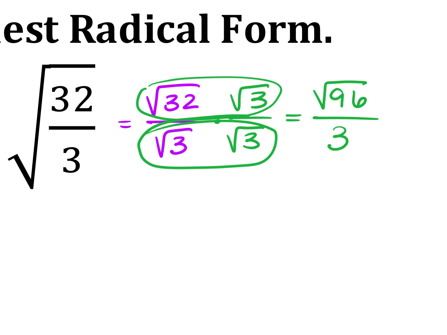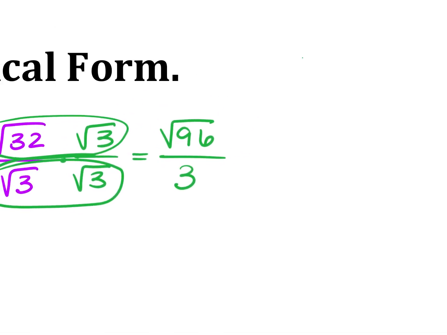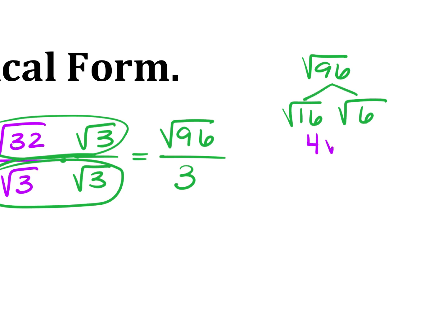You got to check, is it able to be broken down? So the square root of 96, can you break that into a perfect square and non-perfect square? Yes. What? 16 and 6. Okay. What does that become? 4 rad 6. Yeah, 4 times the square root of 6 replaces this. So you have 4 times the square root of 6 over 3.